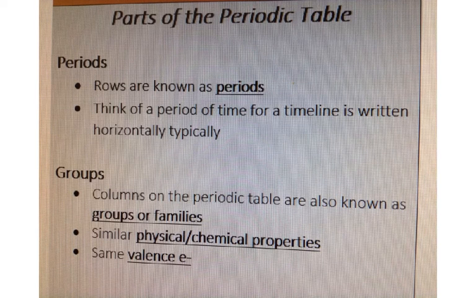All right, so there are different parts of the periodic table that you're going to need to become familiar with, different terminology. And the first one is periods. Instead of calling them rows of the periodic table, we call them periods. And how I always remember that it's a period is it's a period of time is written horizontally. So how do we write a period? It's the one that goes in a row. It's the one that's horizontal.